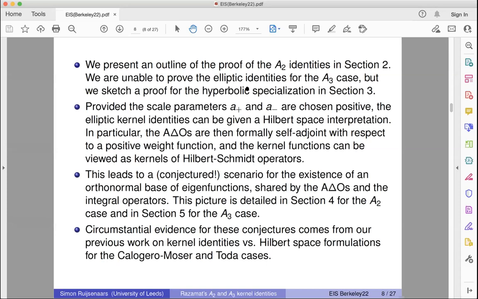Now, then there are two sections where I speculate on how you can reinterpret these kernel identities in terms of Hilbert space. And there you need to make reality restrictions. In particular, you need to choose the scale parameters positive, right? Remember that in the setting of the elliptic gamma function, of course, you only need real parts that are positive. Okay. I'll come back to the circumstantial evidence for these conjectures.